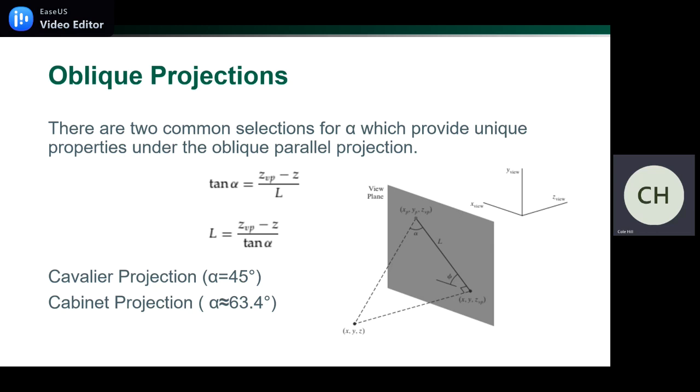The reason that this occurs is because L is equal to z sub vp minus z over tan alpha, and at alpha equals 45, tangent is equal to 1, and at alpha equal to 63.4, tangent is equal to 2.